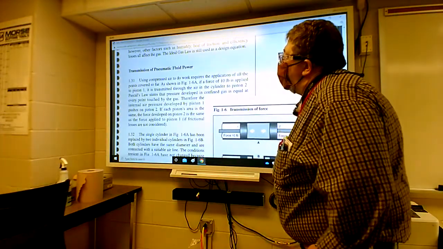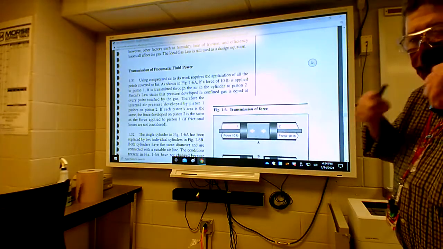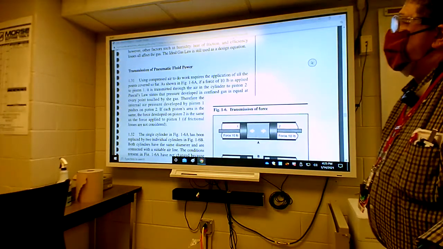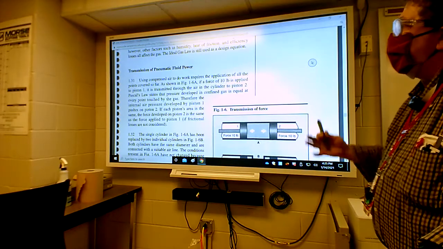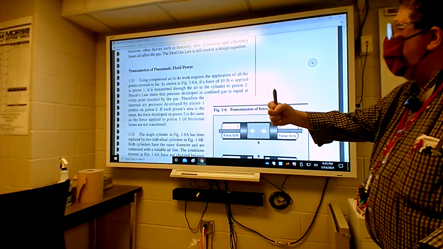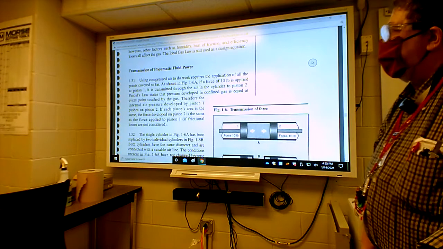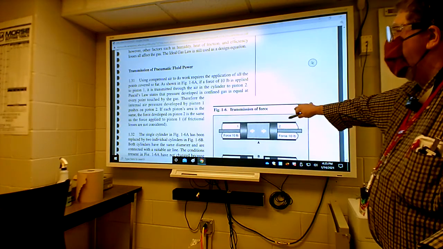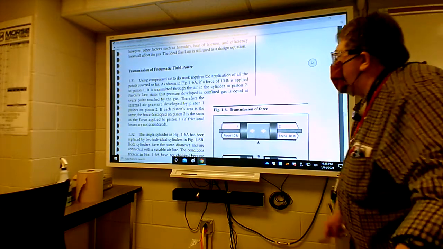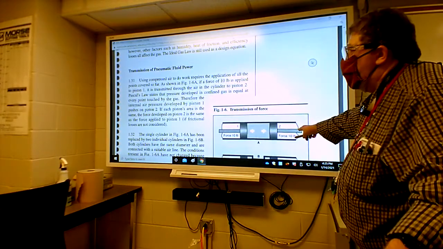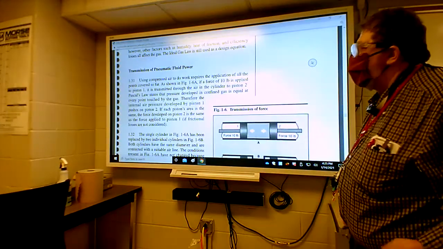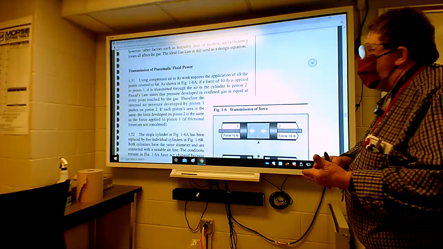So now we start looking at cylinders and compression stages in a compressor. Using compressed air to do work requires the application of all these points. If you have a force of 10 pounds applied to a piston and it's transmitted through the cylinder to piston 2, Pascal's law says that pressure developed in a confined gas is equal at every point touched by that gas. Therefore, the internal pressure developed by piston 1 pushes on piston 2. If each piston area is the same, then the force developed on piston 2 will be equal to the force applied to piston 1 if you don't count frictional losses.